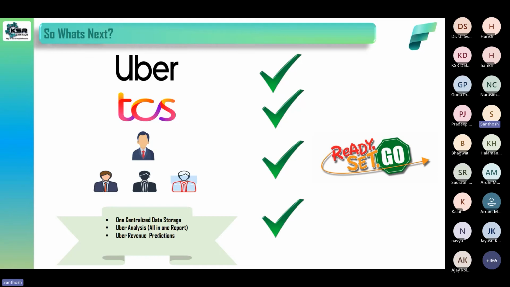We got to know what the requirement is. We know who our client is. We know where we are working. We are going to work in TCS and our client will be Uber. And we have the employees set up. We have a manager who is Santosh and we have the people who are working under me. And we also have the requirement ready.